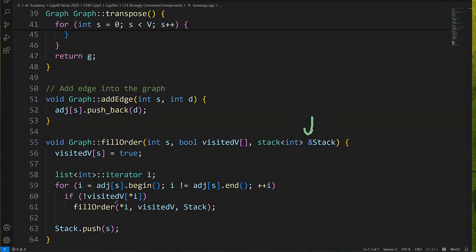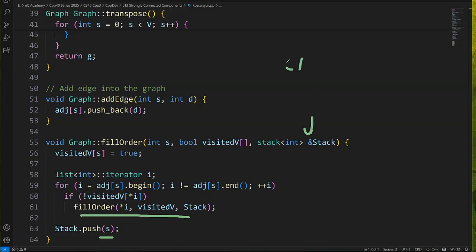So here, if it's not visited, you will continue to do a fill order on the node. Otherwise, you will push it into the stack. So the stack will push in those nodes that you have already visited.